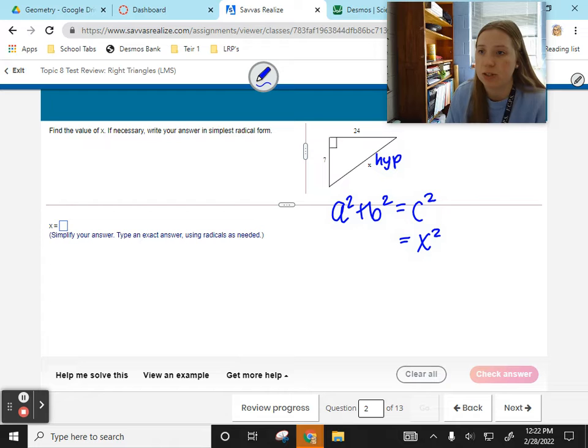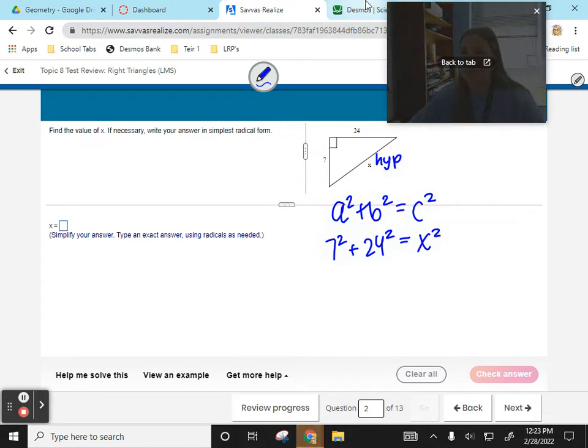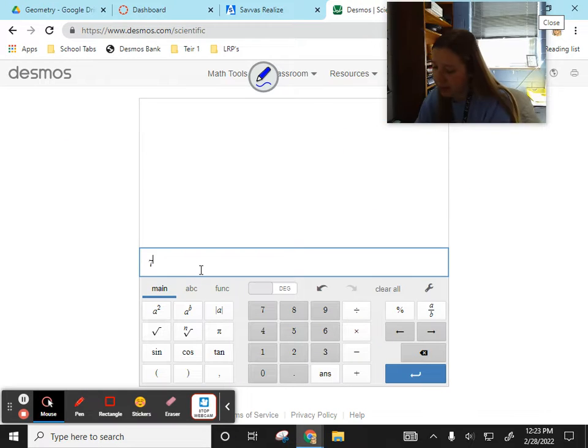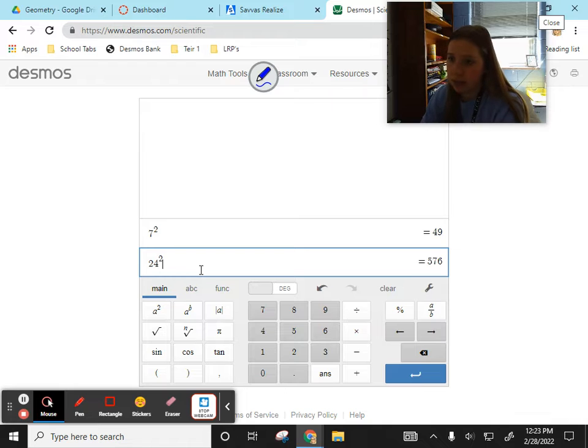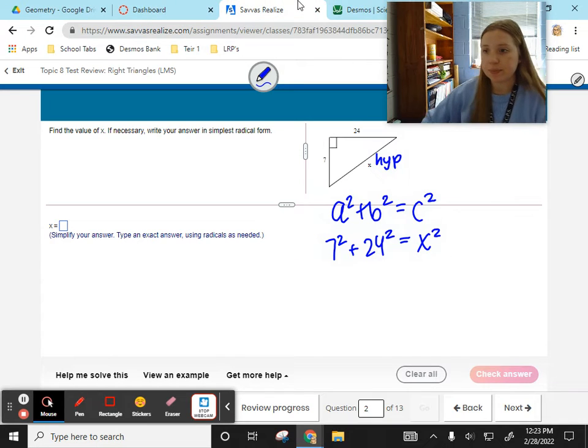So I'm just going to call that x squared. A and b can be any other number. So I'm going to put 7 squared plus 24 squared. And I'm going to type that whole thing into my calculator. Maybe I'll put that on Desmos. 7 squared, 24 squared. And when I go to add them together, it's 49 plus 576. So it gives me 625.